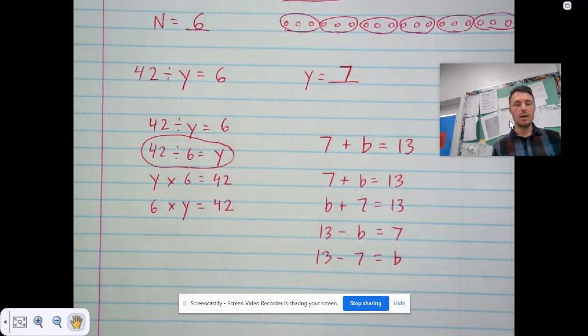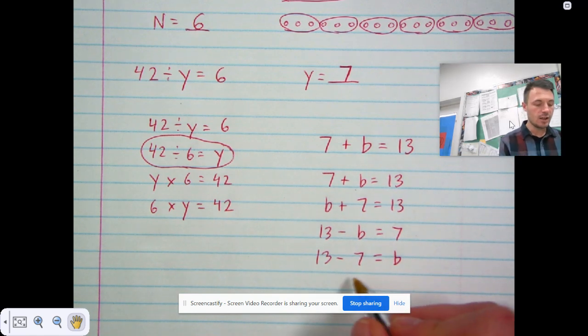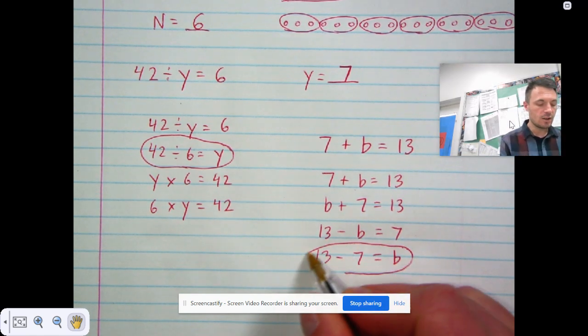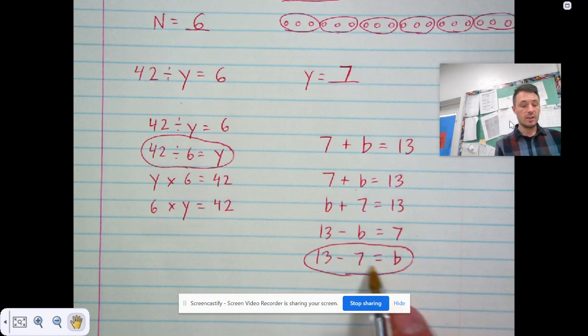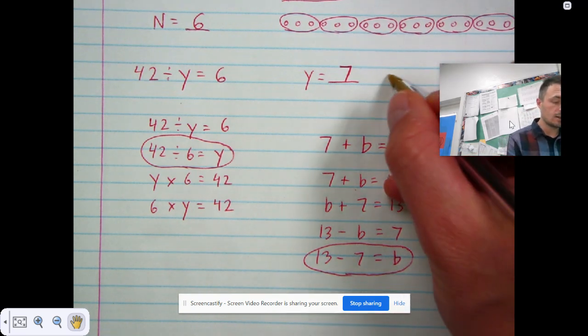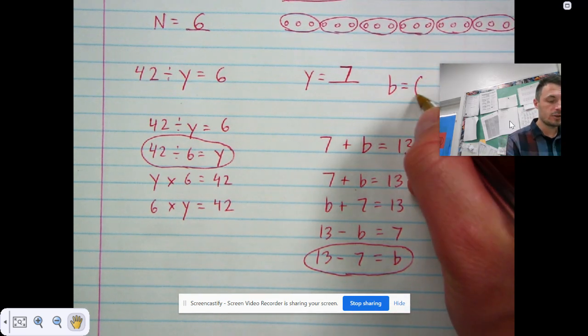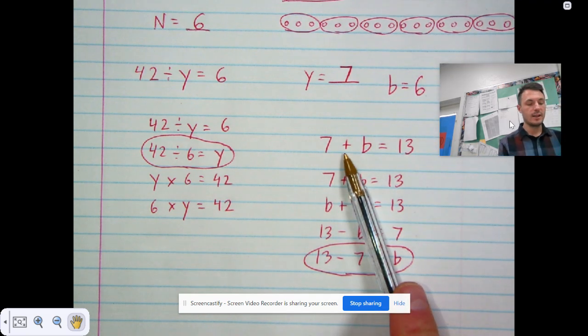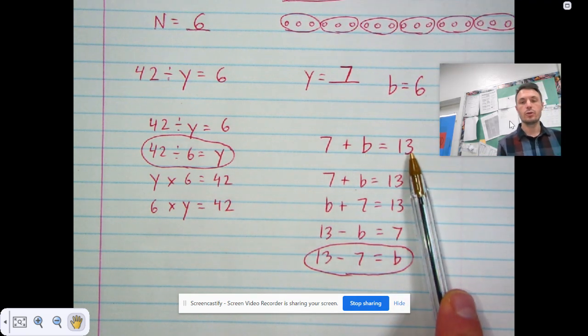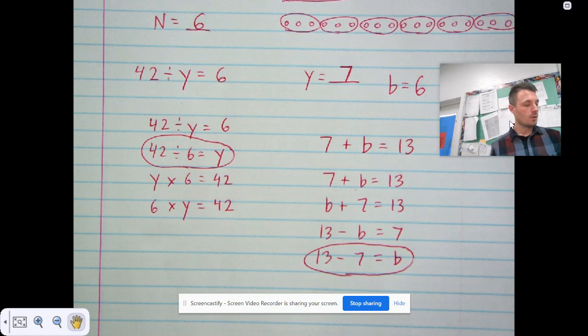Now, which of these has the unknown on the right side of the equal sign? It's 13 minus 7 equals b. 13 minus 7 is 6, which means b equals 6. So 7 plus 6 equals 13. Let's do a couple more.